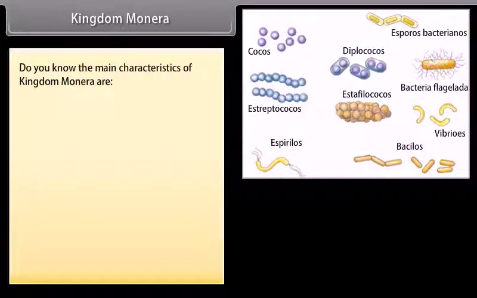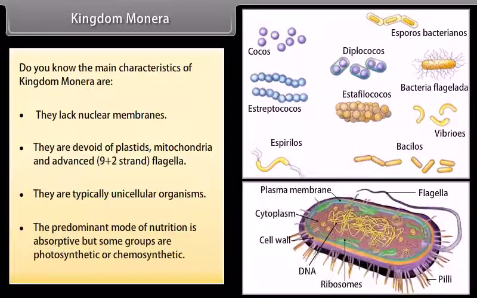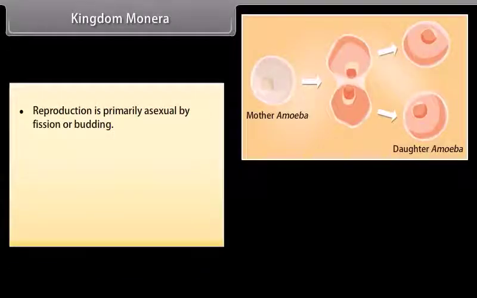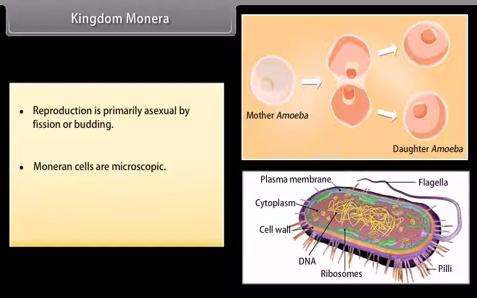Kingdom Monera. The main characteristics of Kingdom Monera are that they lack nuclear membranes, and they are devoid of plastids, mitochondria, and advanced 9+2 strand flagella. They are typically unicellular organisms. The predominant mode of nutrition is absorptive, but some groups are photosynthetic or chemosynthetic. Reproduction is primarily asexual by fission or budding. Moneran cells are microscopic. Most organisms bear a rigid cell wall.